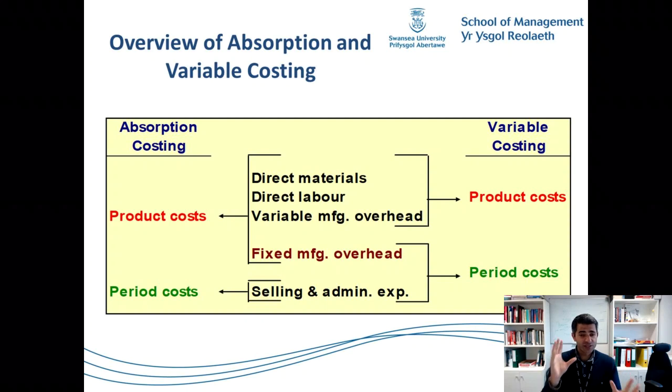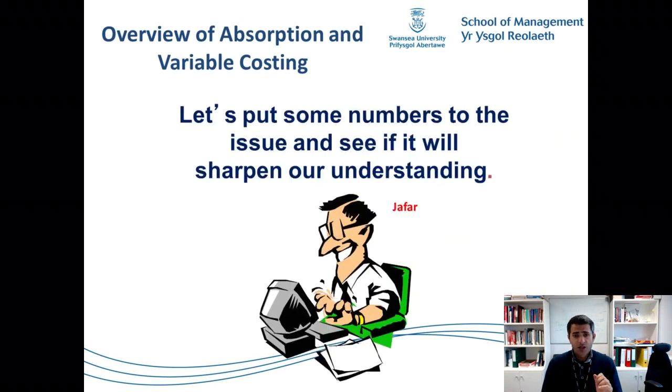So the main difference, as you see, between absorption costing and variable costing is that fixed manufacturing overhead is included under product cost under absorption costing, but is not included under variable costing. However, it is included in the period cost. Can you see the main difference here between variable and absorption costing? So now, let's put some numbers and see how it works. Right, let's have a look.